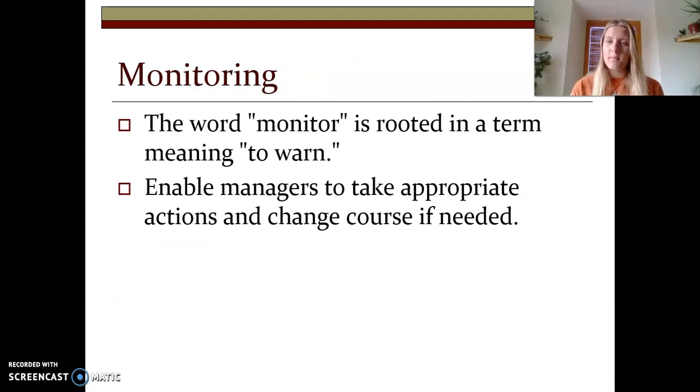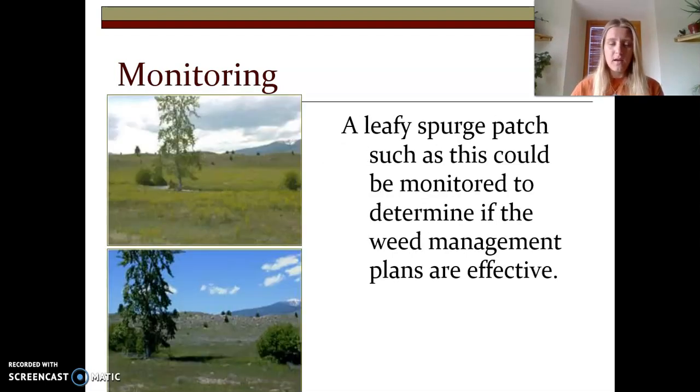Monitoring is rooted in the term meaning to warn. Monitoring is key in rangeland because it allows managers to take appropriate actions to change the course of whatever they're doing if needed. For example, a leafy spurge patch such as this could be monitored to determine if weed management plans are effective. We see in the picture at the top that it was pretty invasive, covering much of the landscape, whereas down in the bottom, same area, a couple of years later, basically the same picture, we see that the leafy spurge population has probably decreased due to good management techniques.